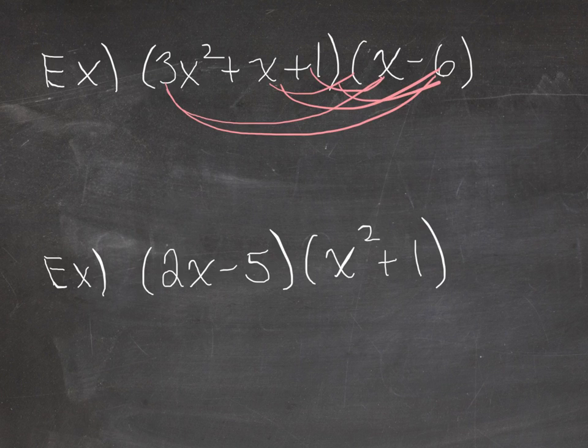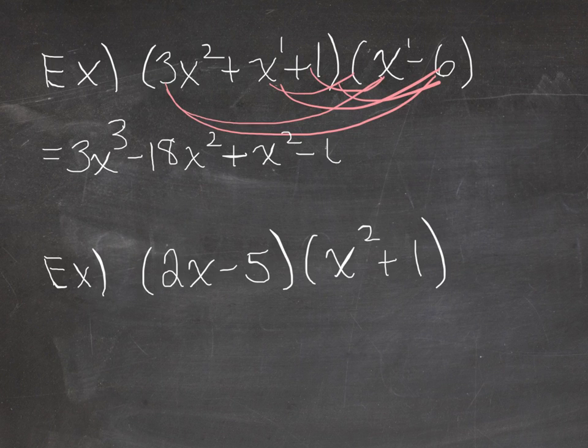Okay, so if I have 3x squared times x, I'm going to get 3x cubed. 3x squared times negative 6 will be negative 18x squared. And then I have x times x is plus x squared. Remember the exponents there on those x's is 1, so that's why I'm adding them together. And then I have x times negative 6 is negative 6x. Then I have 1 times x is x. And then 1 times negative 6 is negative 6.